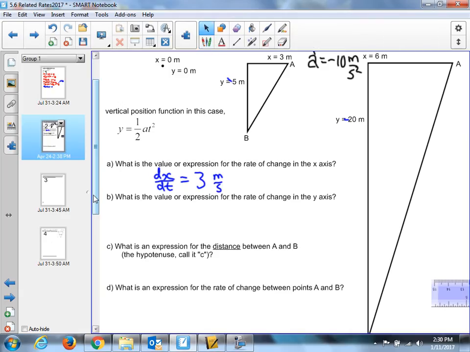We just reasoned that out by saying, well, 3 divided by 1 second, okay, yeah. And then the second, 6 meters divided by 2 seconds, oh yeah, it's still 3, so it's steady. We will assume he's traveling at a steady rate of change. And it is constant, it does state that, okay. What would the value or expression be for the rate of change in the y-axis?